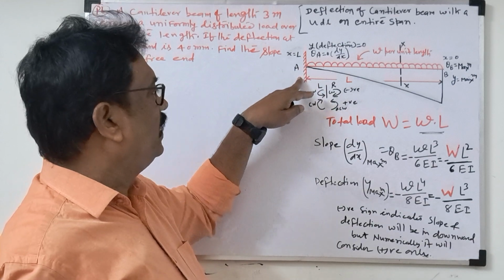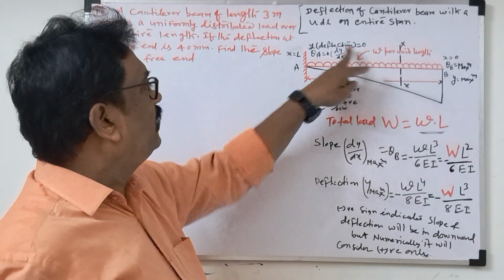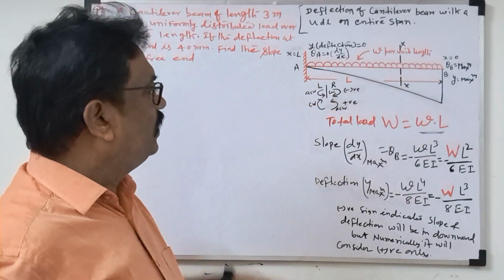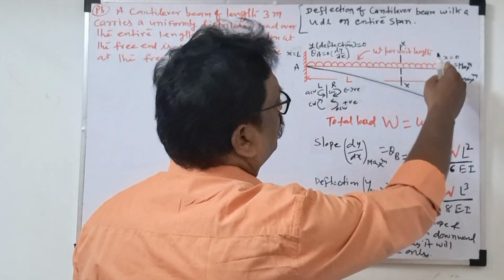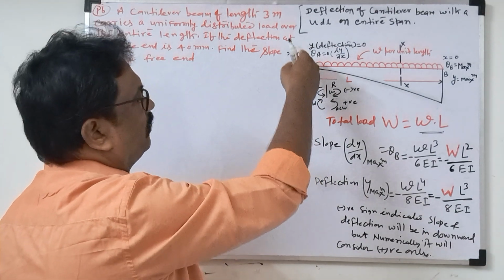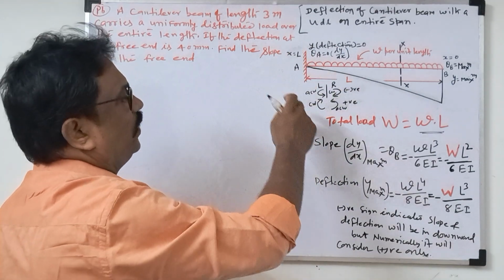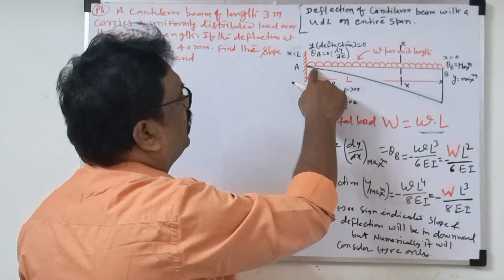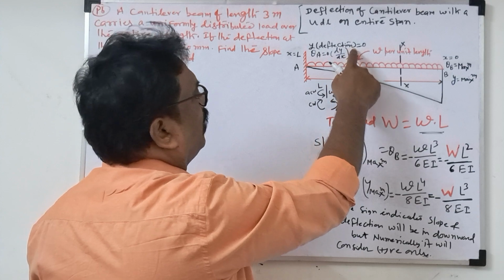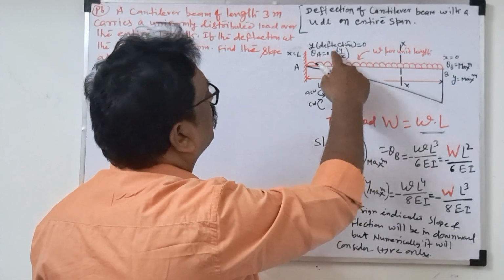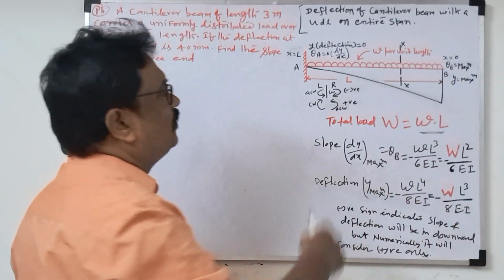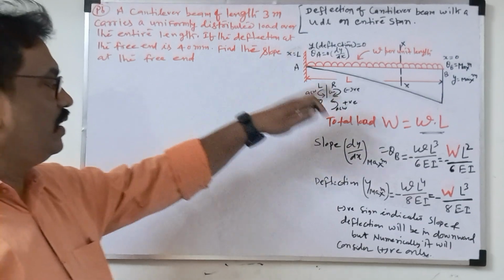A cantilever beam is one end fixed, other end free, and the entire beam has a UDL, w per unit length. So what are the boundary conditions here? We are assuming x equal to 0 at the free end and x equal to L at the fixed side. So the deflection at point A will be 0 when x equal to L, and the slope will also be 0 at point A. Slope and deflection will be maximum when x equal to 0. These are the boundary conditions we are assuming in this derivation.